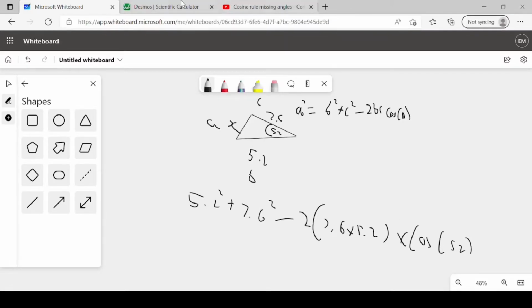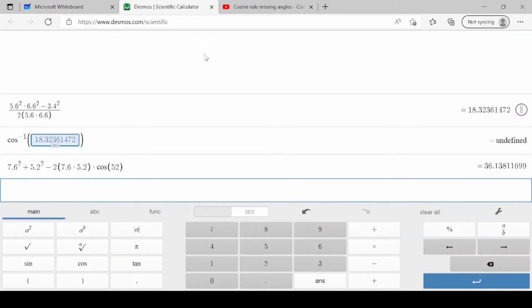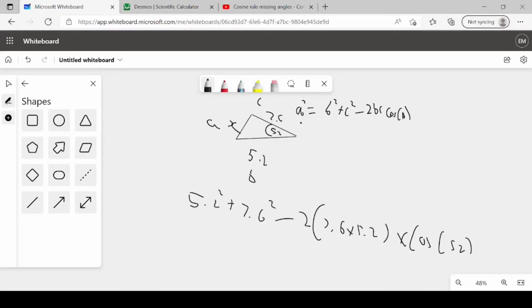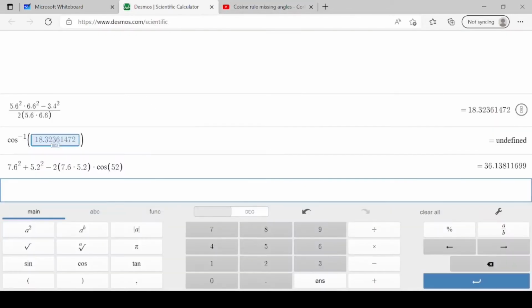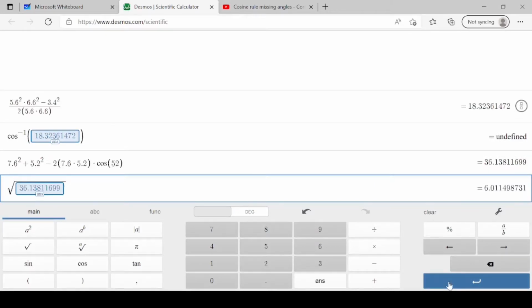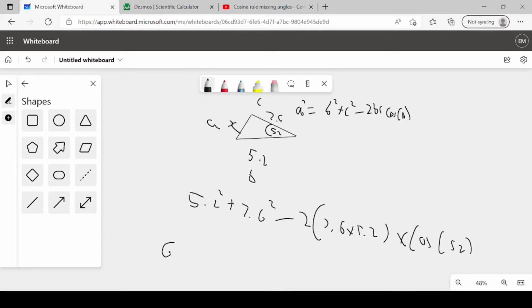Okay, so let's put that into our calculator. So here we get 36.138. So now we know that that is the answer for a squared. However, we want a on its own, so we're going to have to get that answer and square root it. And that will give us 6.01. And that's all we need to do. So now that we have that, we know our unknown side, and that's it.